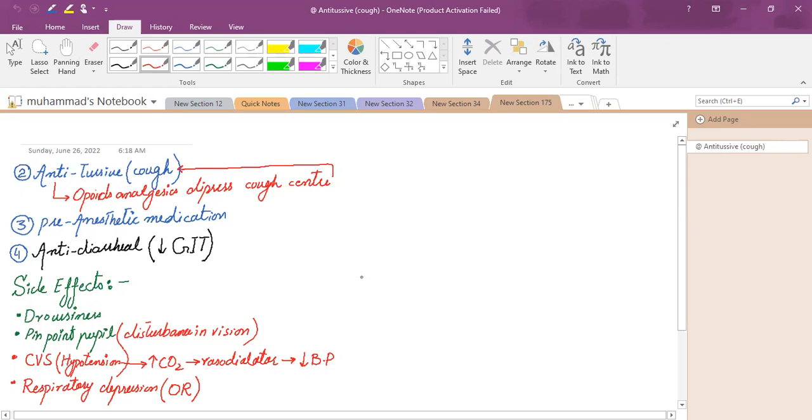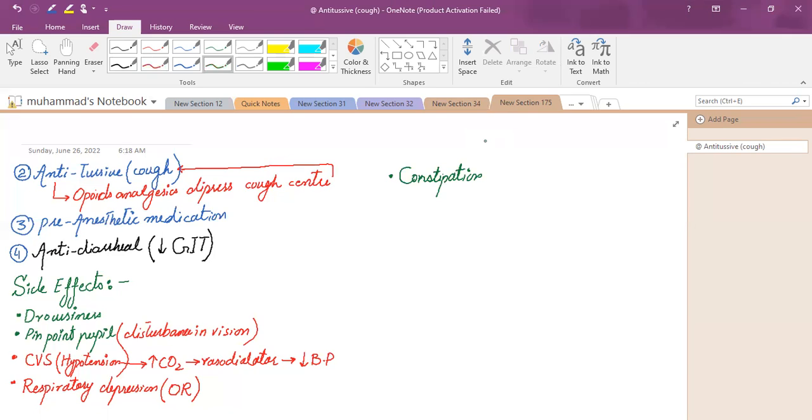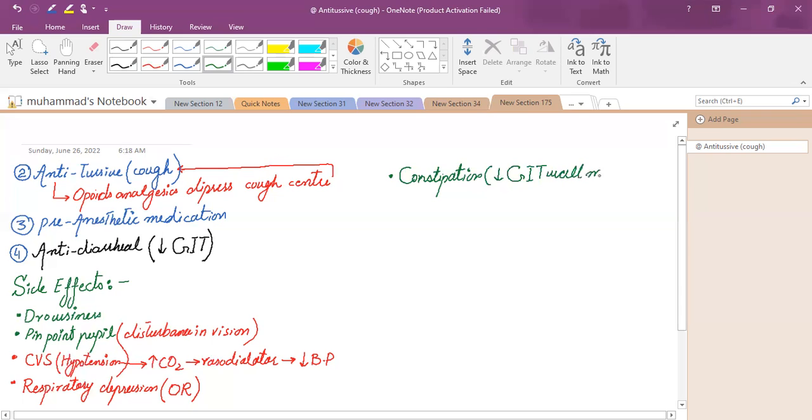Next is constipation. Why constipation? Because opioid analgesics have the ability to decrease the GIT motility. When the GIT motility is decreased, all the secretions of the GIT will be decreased. This is associated with constipation, and it is a very renowned and prominent side effect of opioid analgesic because of decreased GIT wall motility. On the cellular basis, we have already discussed how GIT motility decreases.